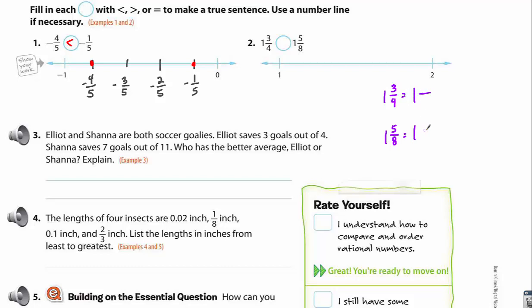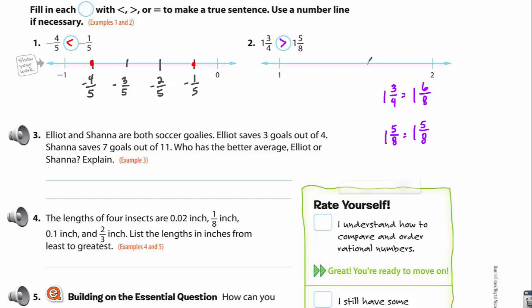Well, the whole numbers never change. If this is 1, it's going to be 1. 4 and 8 both go into 8, so you can bring this one straight across. This is going to be an 8. 4 times 2 makes 8. 3 times 2 makes 6/8. And now we can see 1 3/4 is a little bigger. How much bigger? 1/8 bigger.